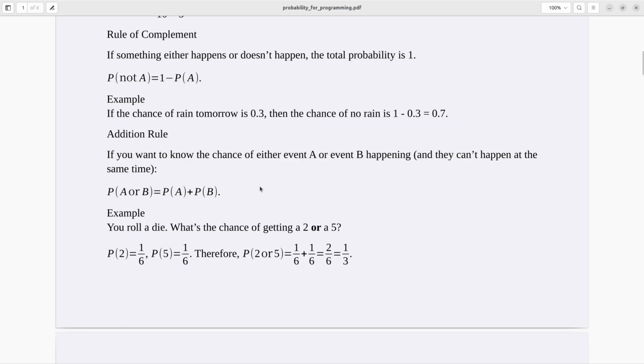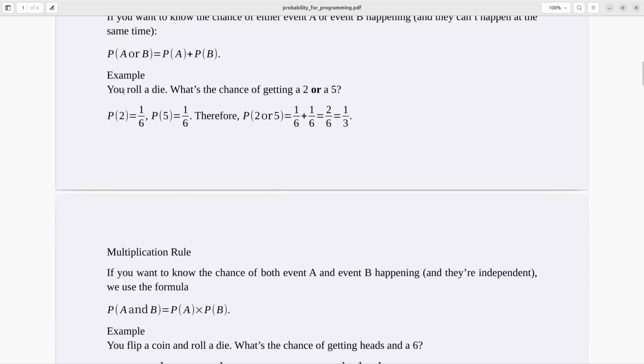So this condition is important. They cannot happen at the same time. If we can make sure that A and B won't happen at the same time, we can use this formula directly. So let us see this example here. Suppose we are rolling a die, and what is the chance of getting 2 or 5 out of this die? So here, 2 and 5 cannot occur together because we can just have either 2 or 5 when we roll a die, okay? So these two events will not have any overlapping, okay?